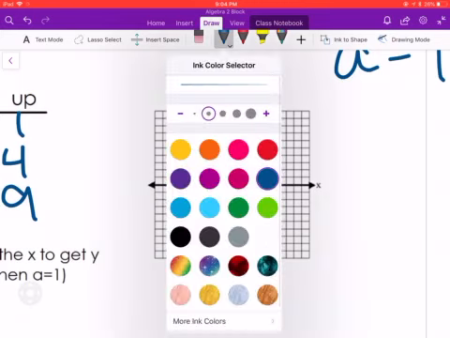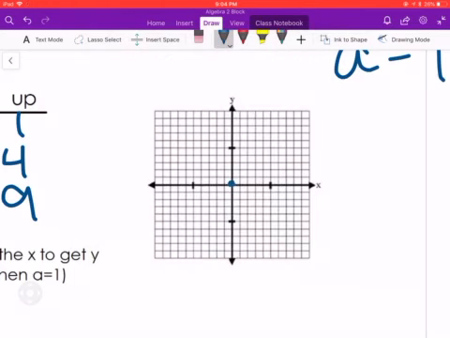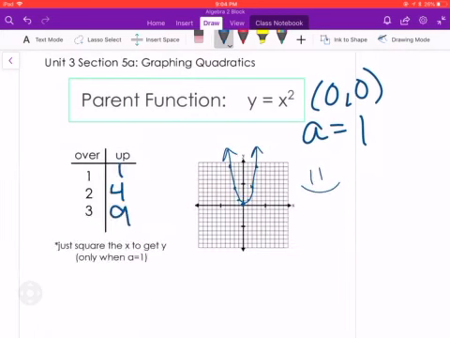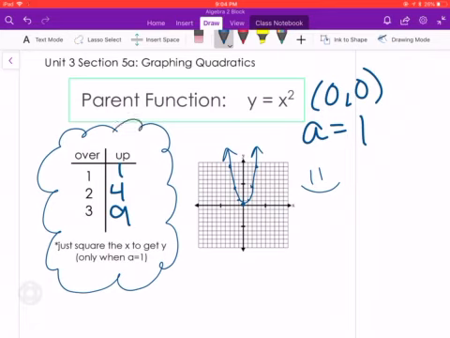I'd have to make this just a little bit smaller here. Over 1, up 1, reflected over there, over 2, up 4, and then over 3, up 9, and then also on this side. It's a little bit hard to graph here on the iPad with the stylus, but I'll do my best. So this is the general parent function pattern, and we're going to use this pattern idea to graph the rest of the parabolas.